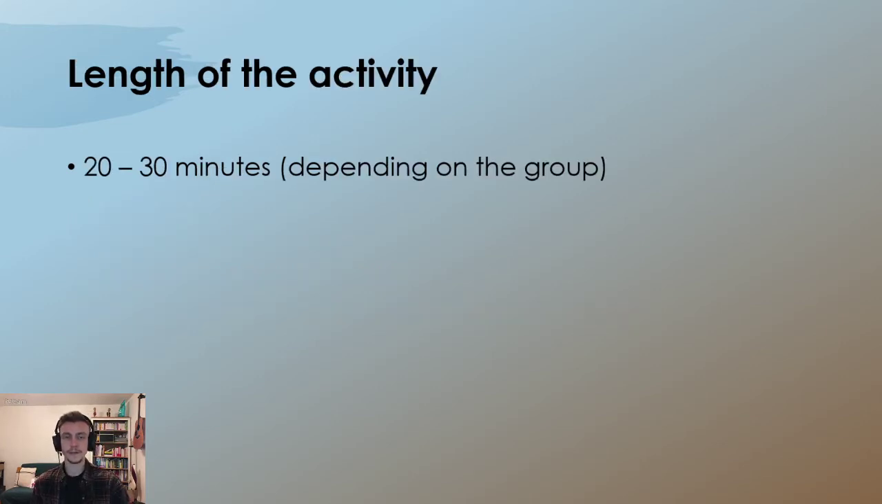Now, the length of the activity will be 20 to 30 minutes. This also depends on the group, as your group can be energetic or it can be very down to earth, not wanting to participate at all, or it could also be a very difficult group or a bigger group than usual.